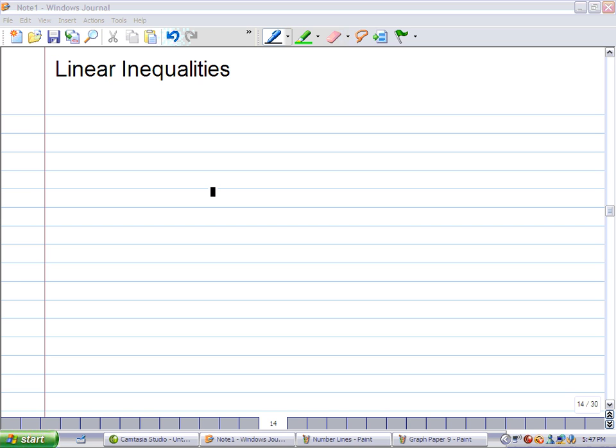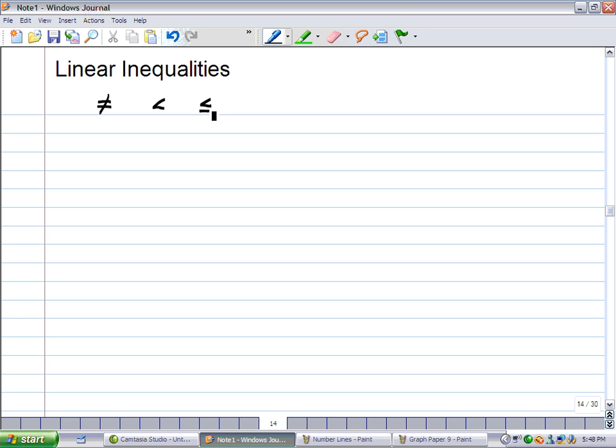This section is on linear inequalities. Linear means the variables are degree 1, so the x is going to have no exponent, just the invisible 1. That's what the word linear means. Inequality means not equal to. There are three, really 5 types of inequalities. The not equal to, the less than or equal to, the greater than, and the greater than or equal to.